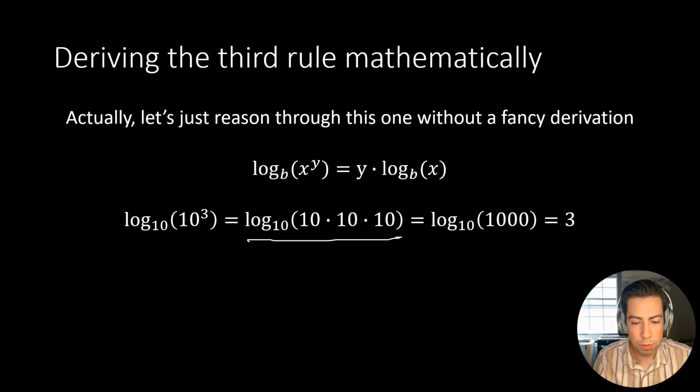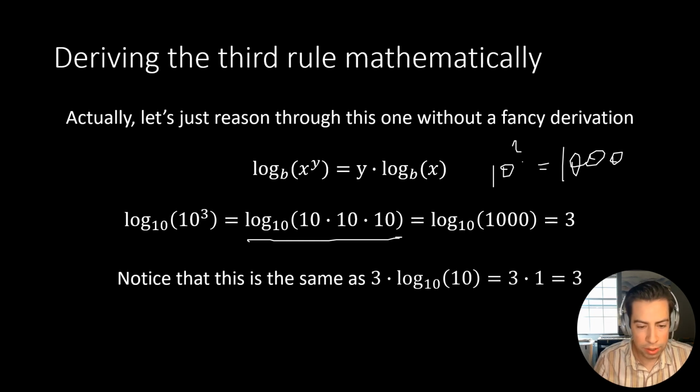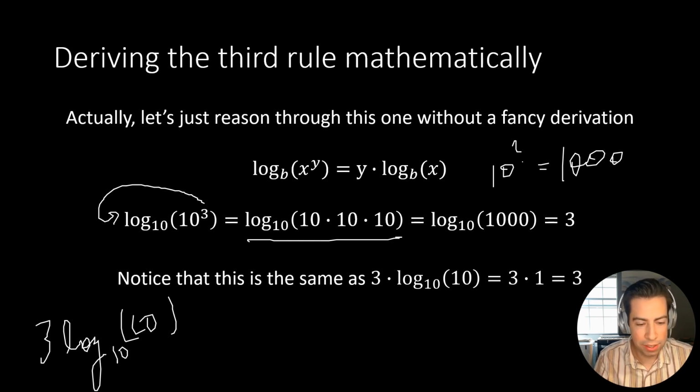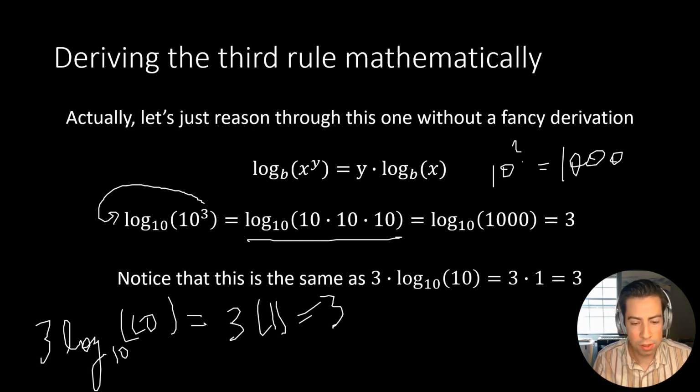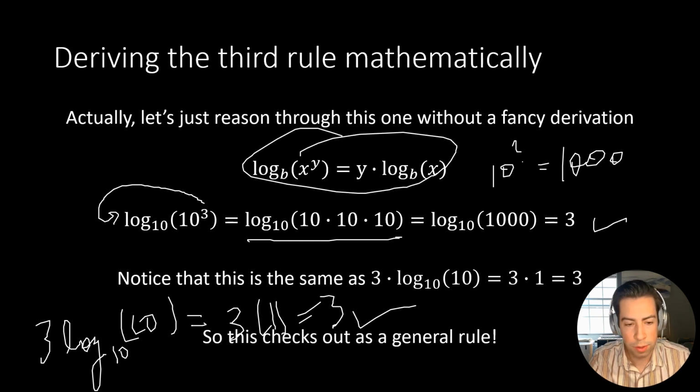Now, 10 times 10 times 10 is 1,000, and we have to ask ourselves 10 to what power equals 1,000. And that power is going to be 3, right? 10 times 10 times 10 is 1,000, and that's 3 tens. So it's going to equal 3. So now, guys, if we bring this 3 out here, I get 3 times the logarithm of 10 to the base 10, this is going to equal 3 times 1, which is going to equal 3. So we get the exact same result. So this checks out, okay? This is a very important rule. Make sure that you understand this one.